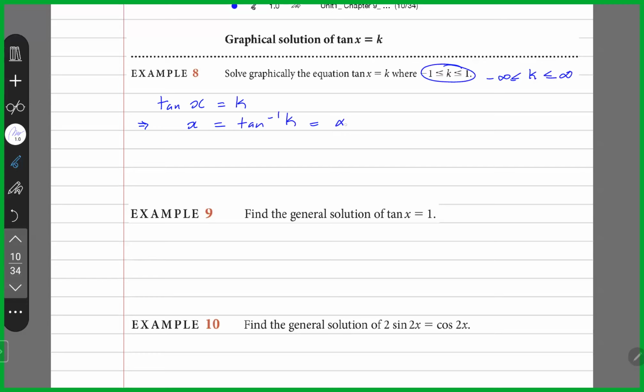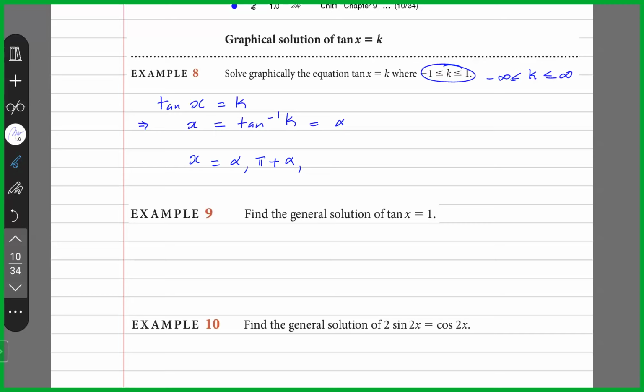Now, tan is also positive in the third quadrant. So my solutions would be x is equal to alpha, first quadrant. The answer in the third quadrant is going to be 180 plus alpha. So this is pi plus alpha. Now, within the first 360 degrees, these are my answers: the answer for the first quadrant and the answer for the third quadrant.